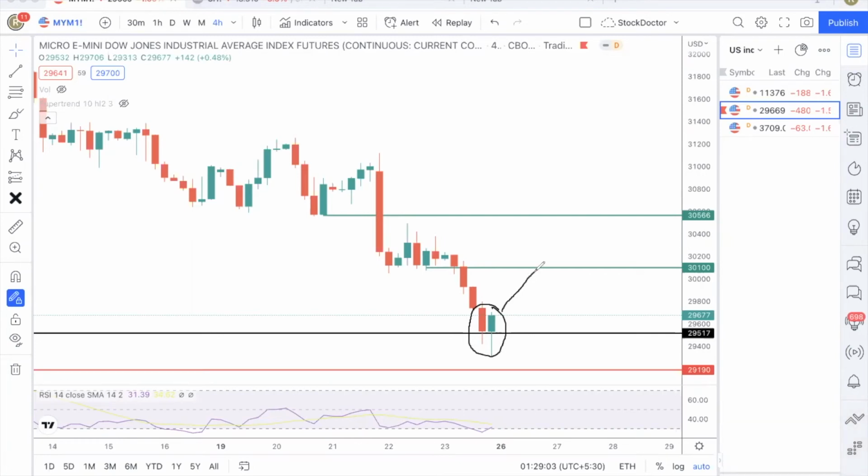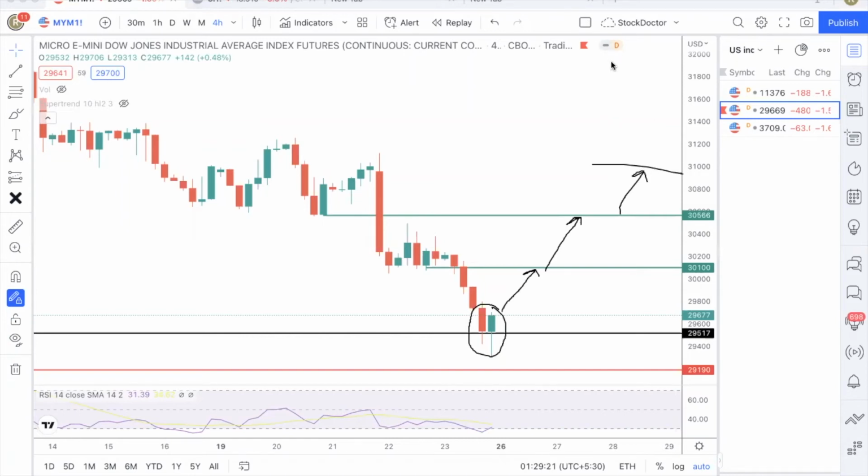First upside target is 30,100. Second target is 30,550. And if it stays above that level also, then the next target I am looking for is 31,000. These are the three levels which I am looking for in Dow Jones.